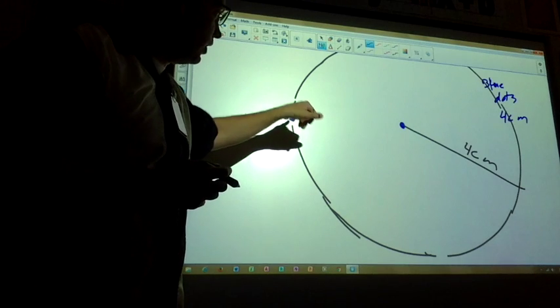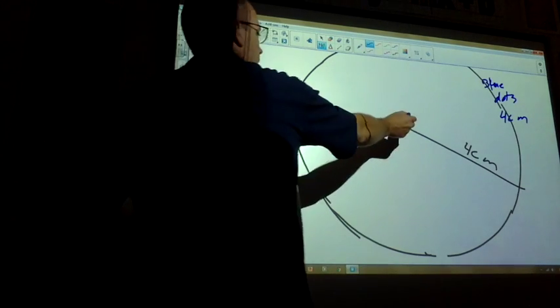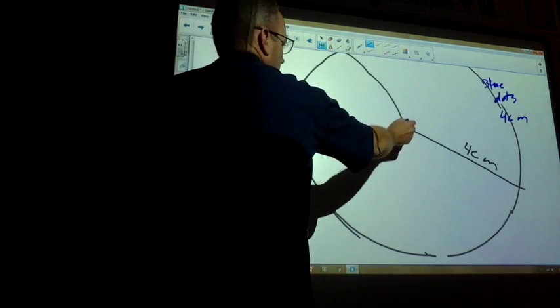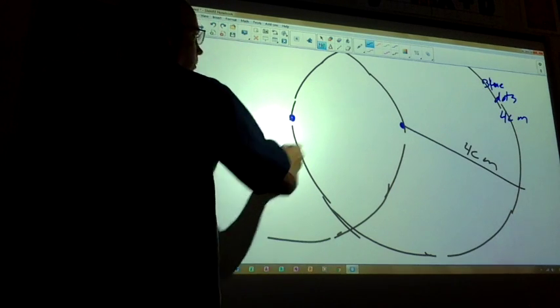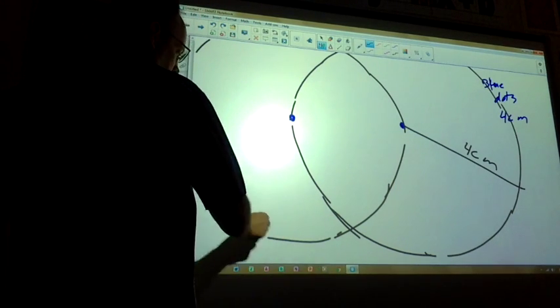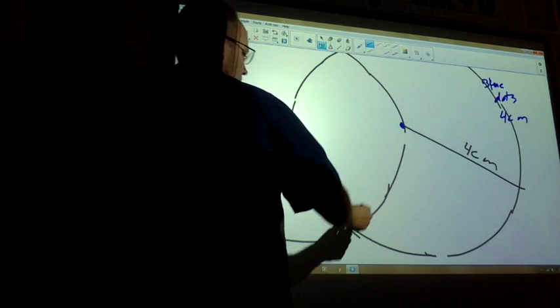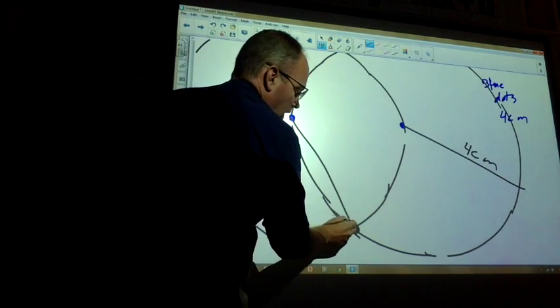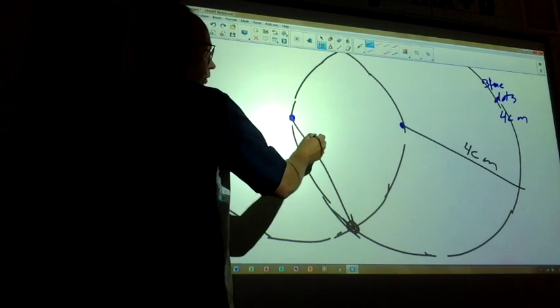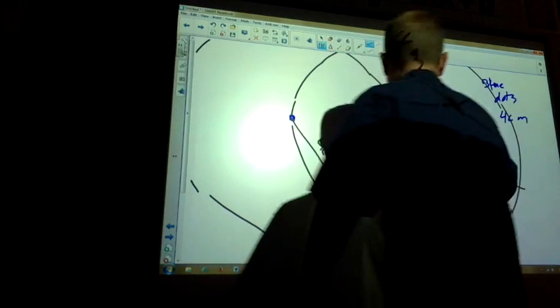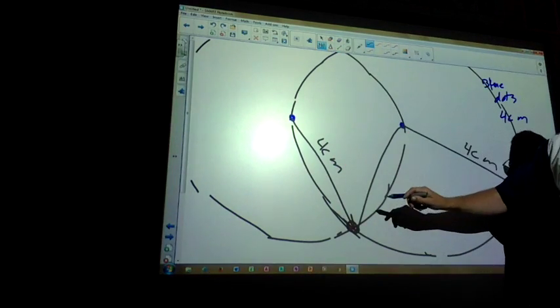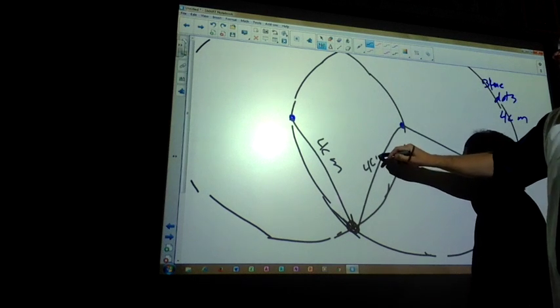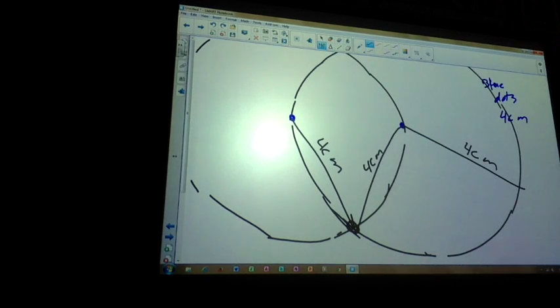So what does this circle do as well? If they're both 4 centimeters, and I know that's so much bigger than 4 centimeters, but let's just pretend. So then we have a point here and a point here. How far is this distance to here? 4 centimeters. How far is this distance to here? 4 centimeters, because you're talking about the radius of the circle. Okay? Does that make sense?